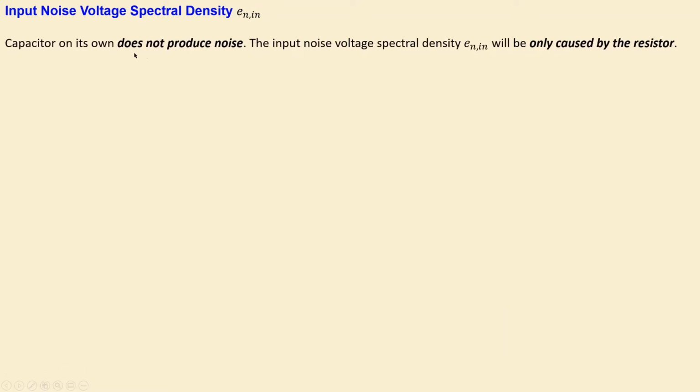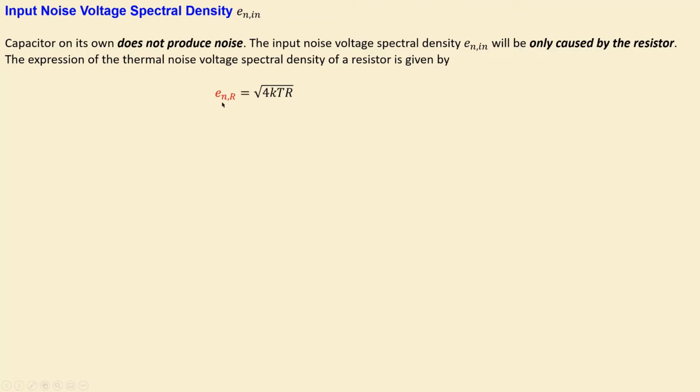First one is the input noise voltage spectral density. We know that the capacitor on its own doesn't produce any noise. We already said that. The input noise voltage spectral density will be caused only by the resistor. So the expression for the thermal noise voltage spectral density of a resistor is given by this expression. We know that already. So it's specifically the resistor, so the square root of 4 kTR.